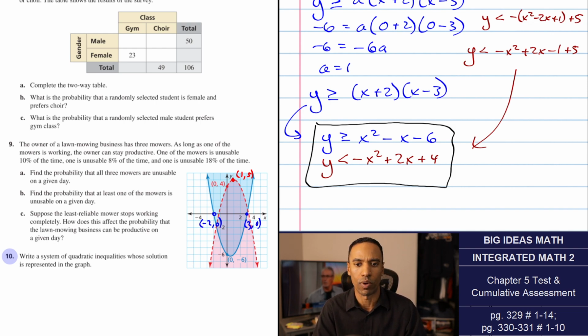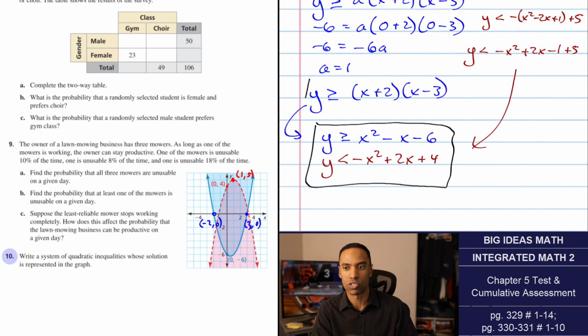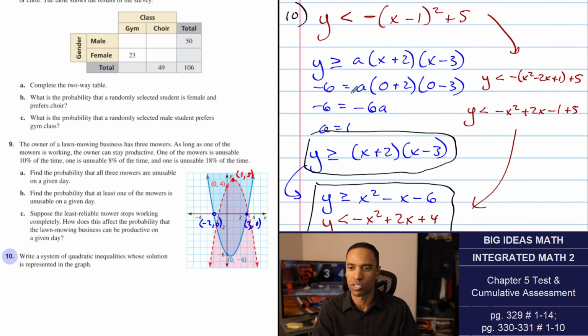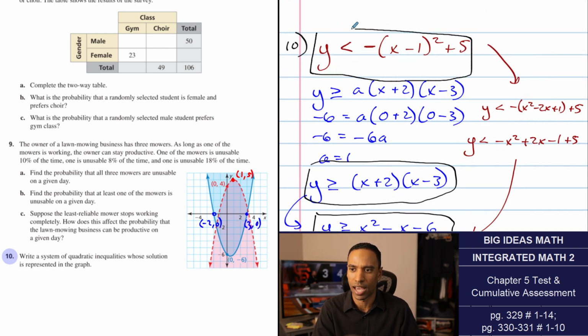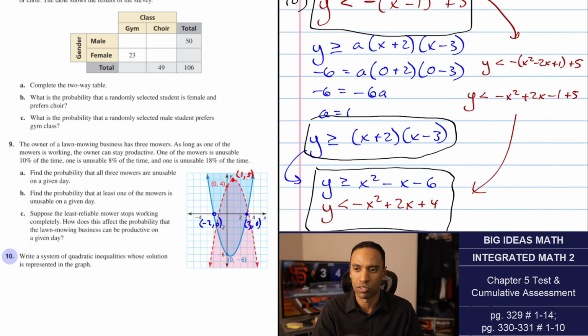I don't know if it mattered which form we actually had. Here was factored or intercept form for this one. Here was vertex form for this one. And then I just went ahead and cleaned up what they had. So there they are. All right, guys, I think I made it in time before the recording stopped on me.